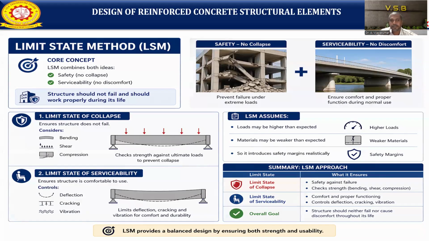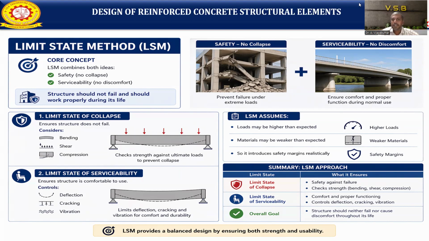Now the method we actually use is the limit state method. What is the core concept of the limit state method? It combines both ideas, the working stress method and the ultimate load method, into one new method called the limit state method. From a safety point of view, the structure should not collapse, and for serviceability, we need to feel comfort. The structure should not fail and should work properly during its lifespan.